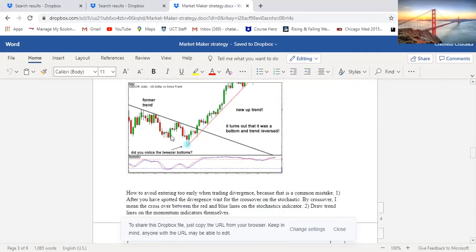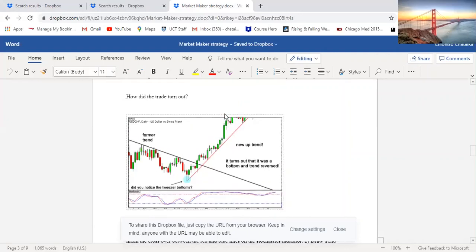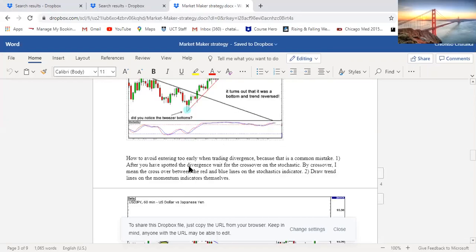And then this is the after. This is what happened right after. The W formed, and then the trend continued. So like I said, you can combine the divergence with trend trading, for example, in order to get accurate entries. It's a good way to combine, say if you're a trend trader, to use divergences.